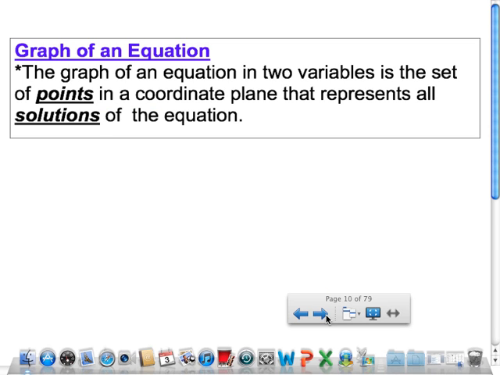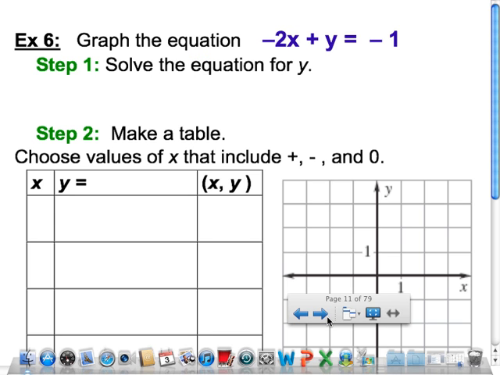The graph of an equation in 2 variables is the set of points in a coordinate plane that represents all solutions of the equation. So in other words, if you were to graph a function and you pick any point that's on the graph, when you plug that back into the equation, it should work out and give you a true statement.